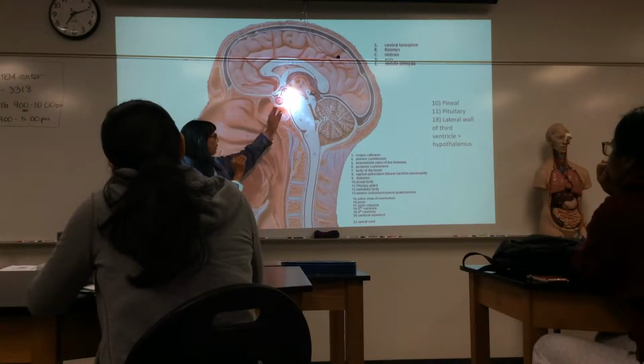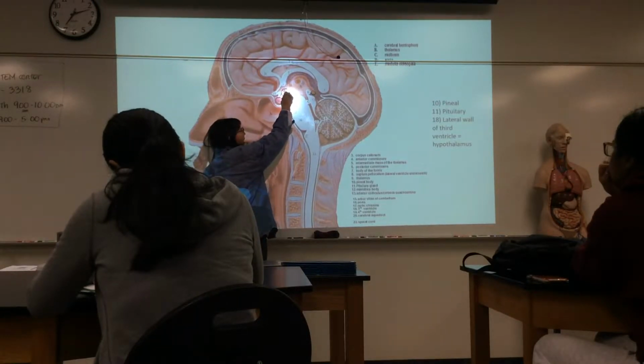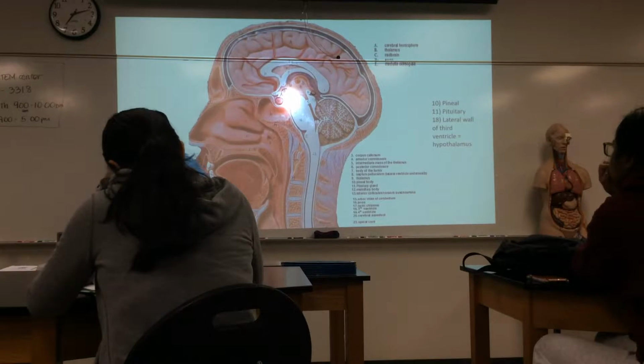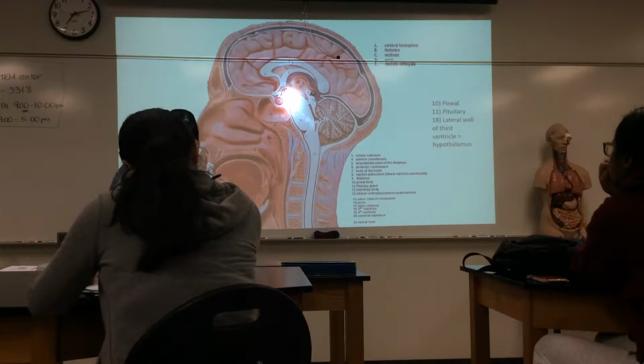So that's why in this picture, they call that space the third ventricle, which is correct, because it's midline. But that wall right there, that's the hypothalamus. That make sense? You guys understand what I'm saying? Okay. Give me a nod or something. Okay. All right. So those three glands are up in the brain.